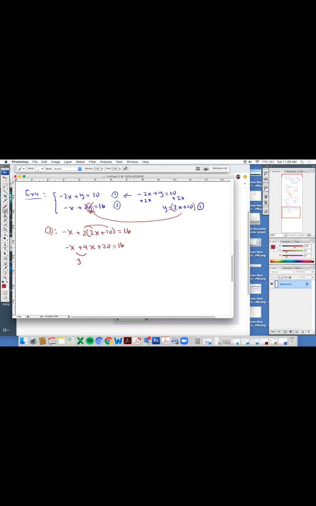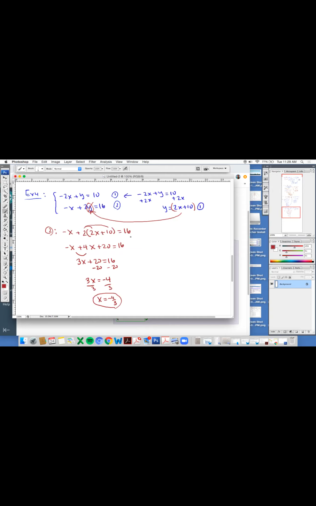Okay, so this, again, negative x and 4x plus 20 equals 16. We get 3x plus 20 equals 16. Okay, subtract 20 from both sides. 3x equals negative 4. Divide by 3. So x equals negative 4/3. Okay, I'm getting a fraction. So let me just check to see that I didn't make any mistakes.